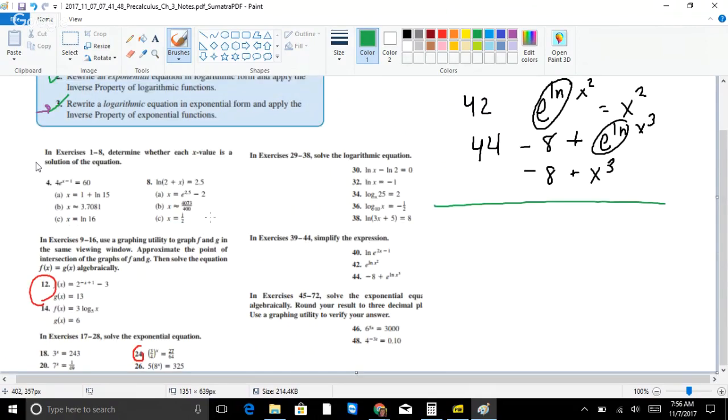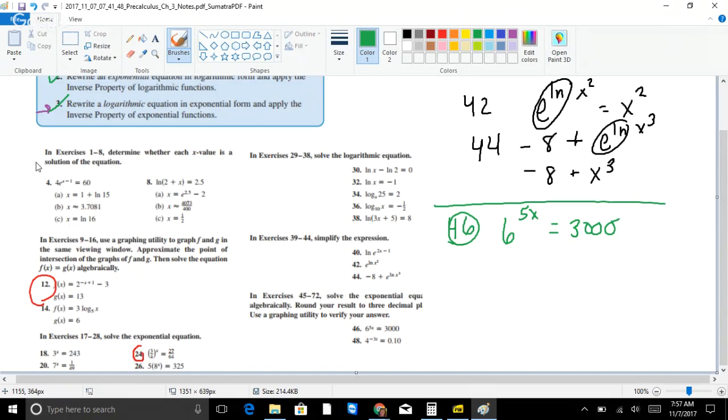Okay, so this is number 46. We have 6 to the 5x power equals 3,000. Now we have an exponential equation, and x is in the exponent spot, and we need to solve for x. To do that, we want to get x out of the exponent, because we don't know how to deal with that. So we are going to use strategy 2, where we rewrite the exponential equation into a logarithmic form.